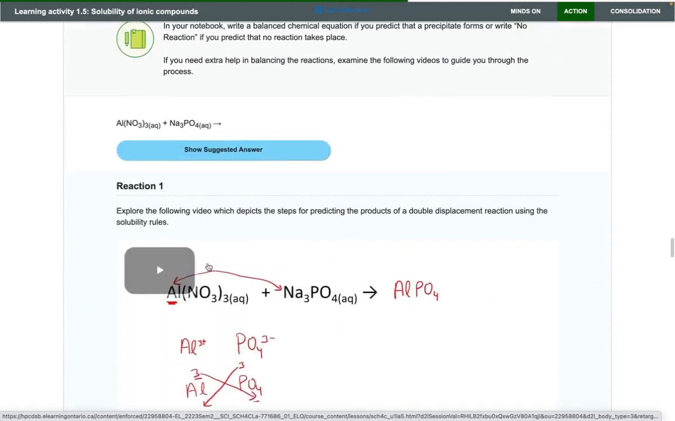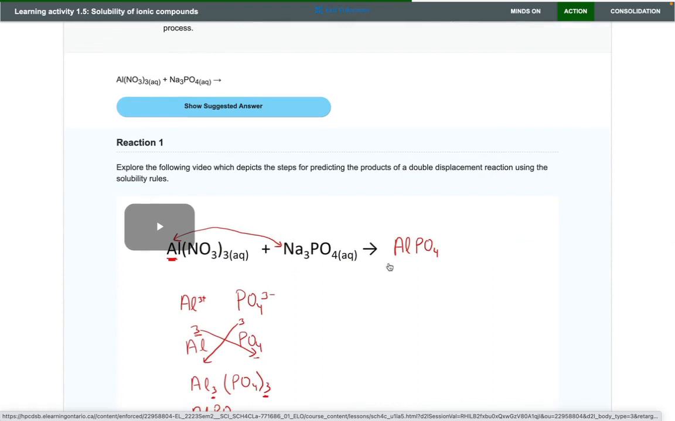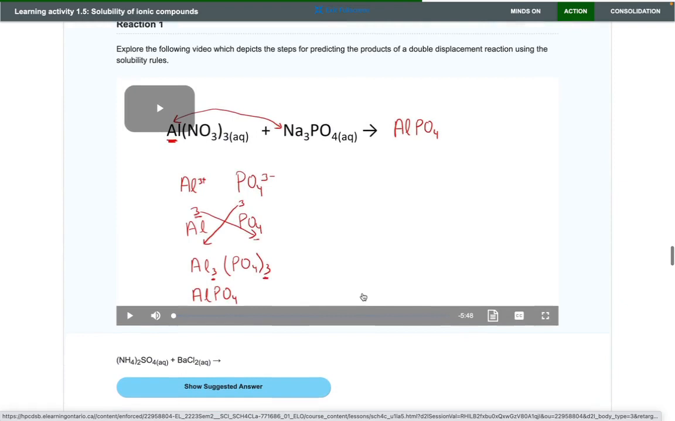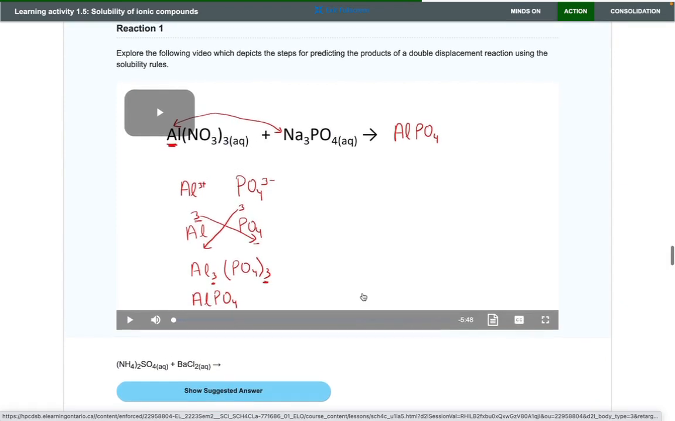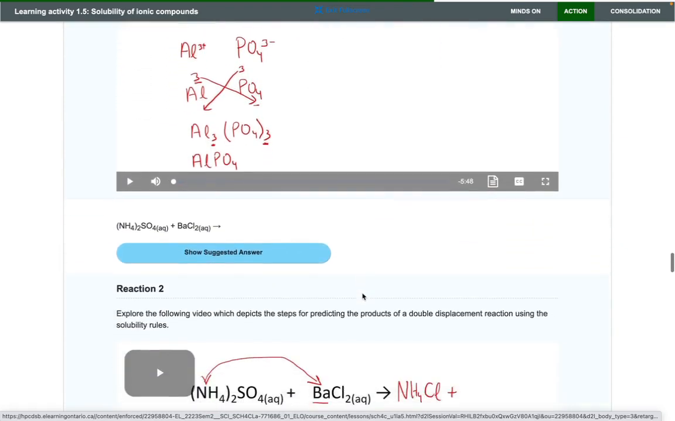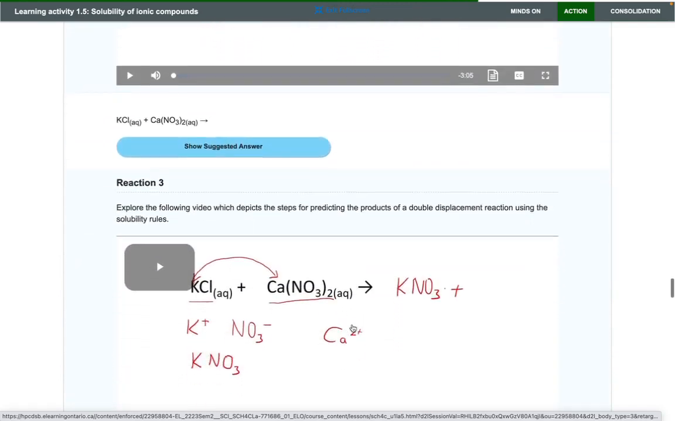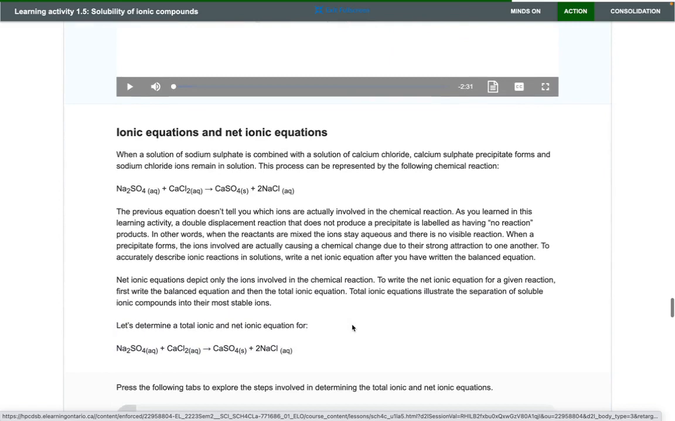Here we go through examples. So watch these videos. They take you through the examples of how to come up with the products and how to come up with whether the substances dissolve or not. And here's another example as well. A few examples for you to try.